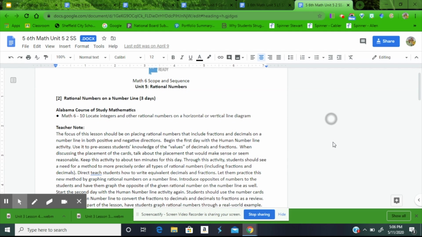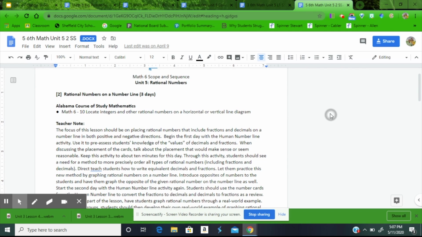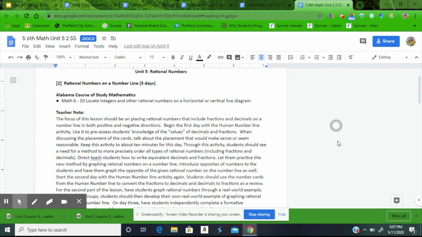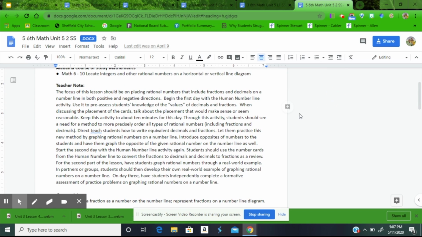Okay, Unit 5, Lesson 2, Rational Numbers on a Number Line. Notice here, 3 days of instructional time. And then your Alabama Course of Study standards are listed below that. Your teacher note focuses just on this lesson, whereas the unit note focused on the entire unit. This teacher note is focusing on the lesson only.